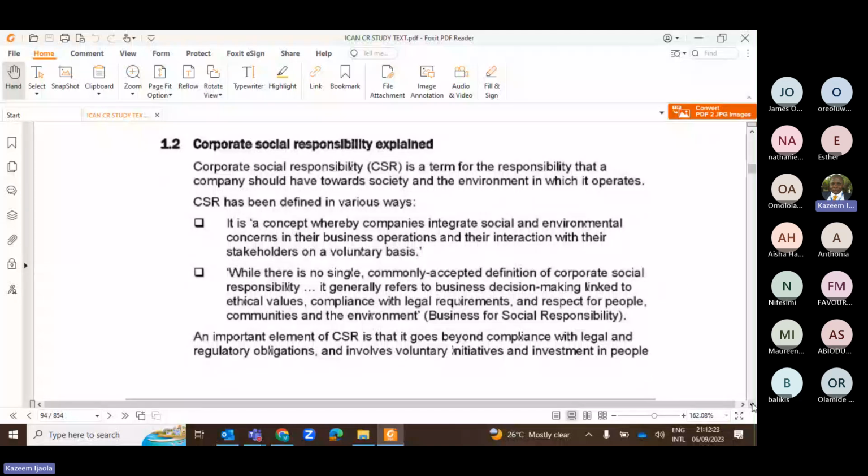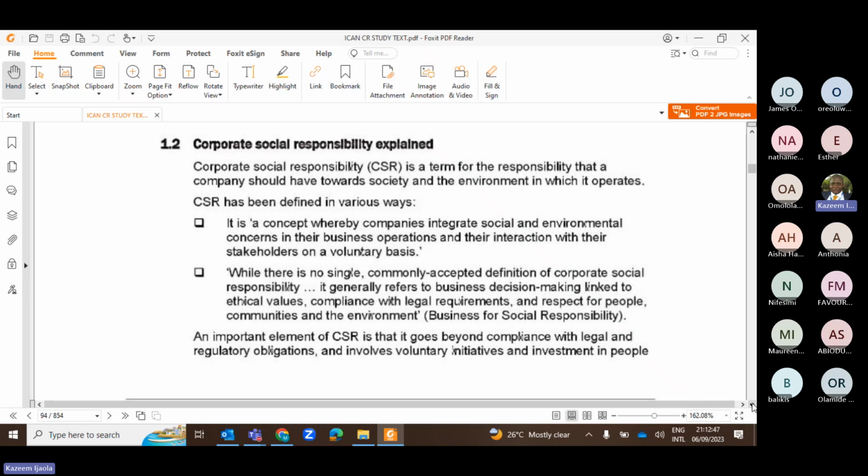So let's look at the definition of CSR. Corporate social responsibility is a term for the responsibility that the company should have towards society and the environment in which it operates. Please note that it is not compulsory that you must do CSR. However, ethically, it is necessary. I won't use the word compulsory, but we use the word necessary.